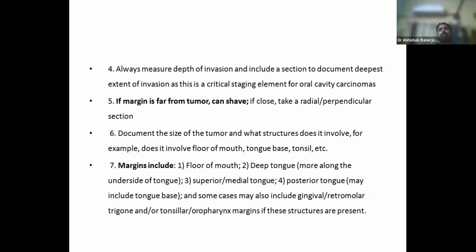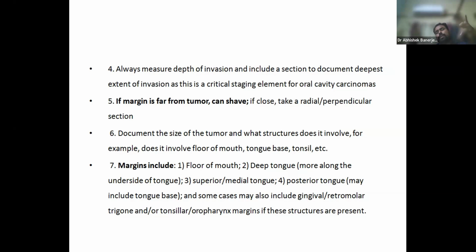Document the size of the tumor and what structure it involved, whether it is involving any crucial structure, the floor of the mouth, base, and anything. Margins include the floor of the mouth, deep tongue, more along the underside of the tongue, and others: posterior, superior, in some cases also the gingival, retromolar trigone, tonsillar, and everything.